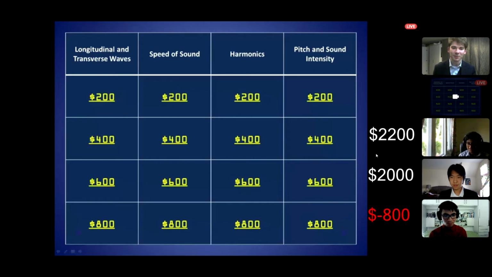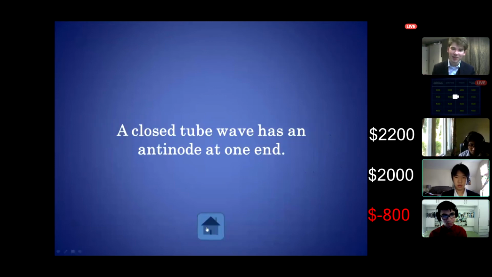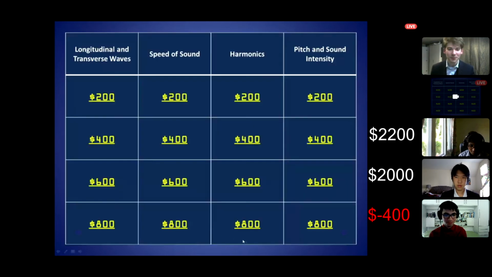John, you're up next. Harmonics for 400, please. Harmonics for 400. What's the difference between an open tube wave and a closed tube wave? A closed tube wave has an antinode. Let's see if that's correct. A closed tube wave does indeed have an antinode at one end. Joel.